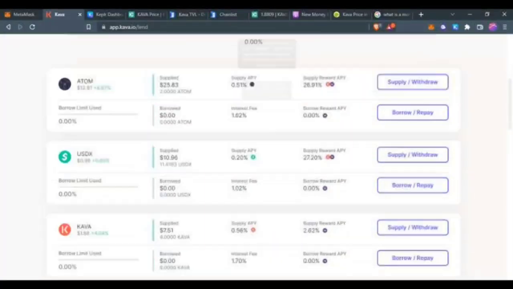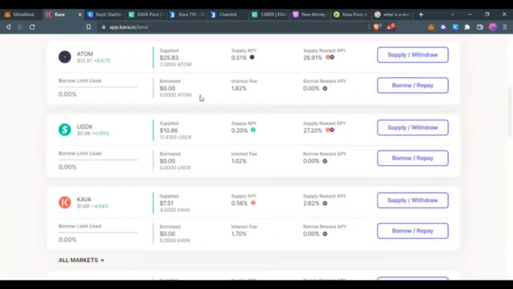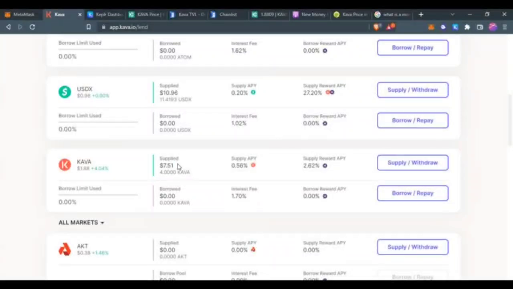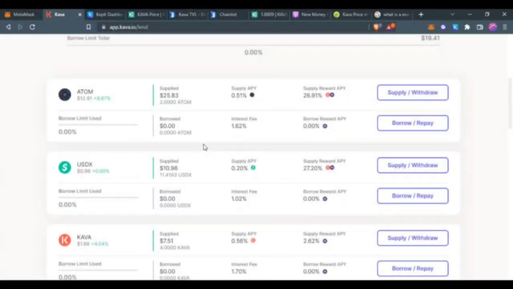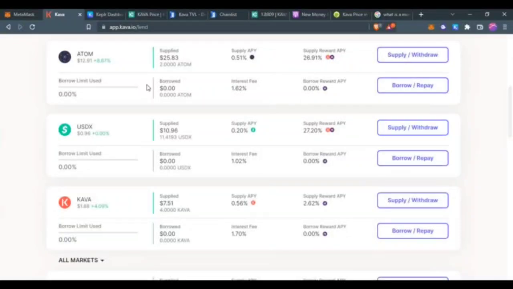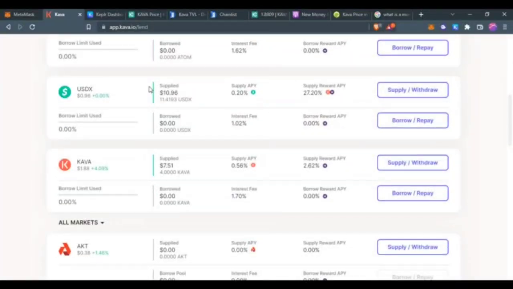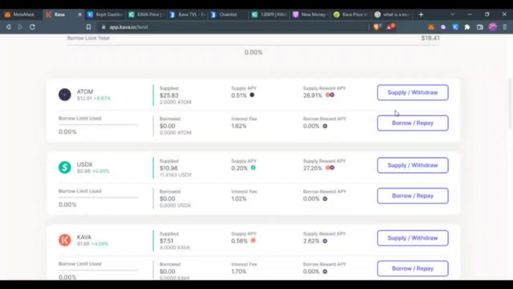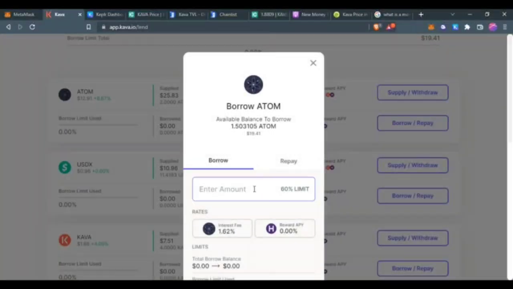There we go. So now we've got $25 supplied on Atom, $10 supplied on USDX, 750 supplied on Kava, to which we can borrow from one and redeposit. And that would be similar to an individual leveraging up. In fact, let's show an example of being able to leverage up.